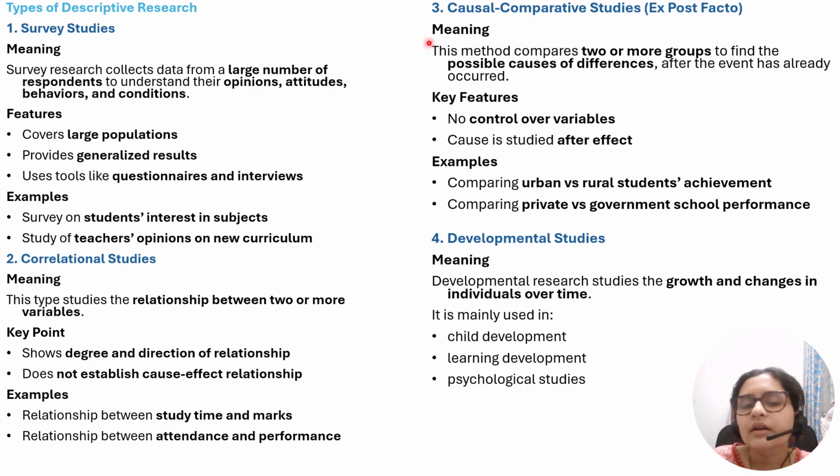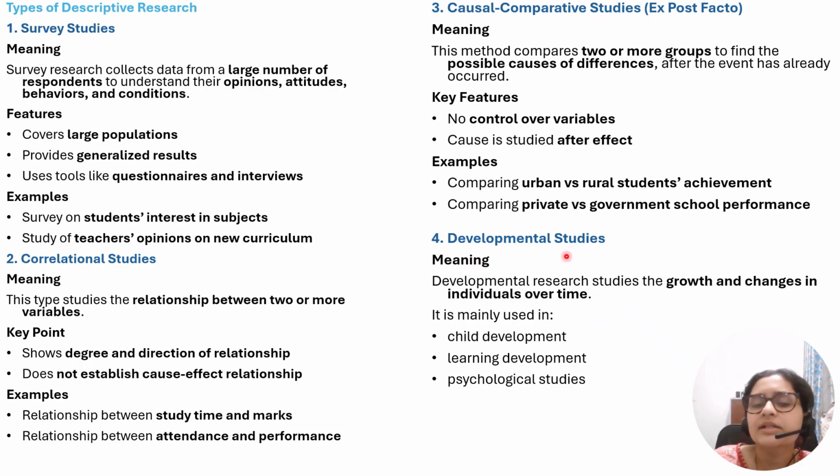Then the third one, causal comparative studies, also called ex post facto. This method compares two or more groups to find the possible causes of the differences. So comparison is done to find out the differences. Example: comparing urban versus rural students' achievement, private versus government school performance. These are the examples.